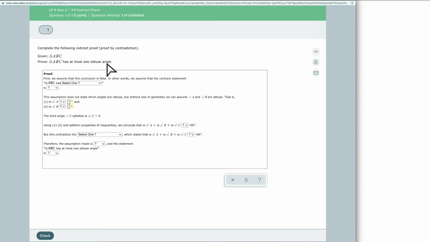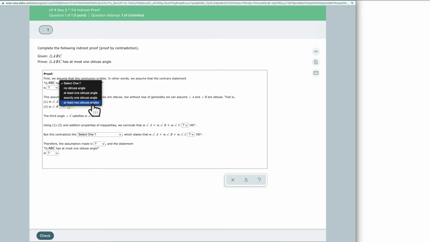And this is actually going back to the angle sum theorem. So we're going to use that angle sum theorem to prove this point. And remember, the triangle angle sum theorem says that the angles of a triangle have to add up to 180 degrees. So we're going to use this idea to prove our point. So first, we're going to assume this conclusion is false. That's what a contradiction means. We're just going to assume that it can have more than one obtuse angle. So we assume the contradictory statement, which is triangle ABC has at least two obtuse angles.